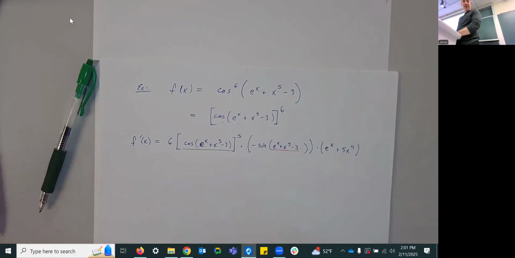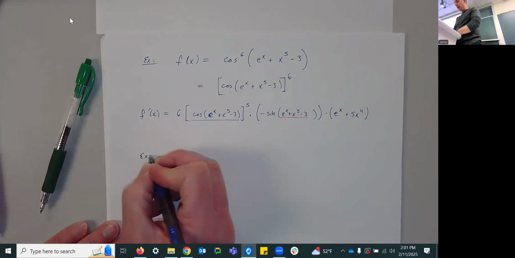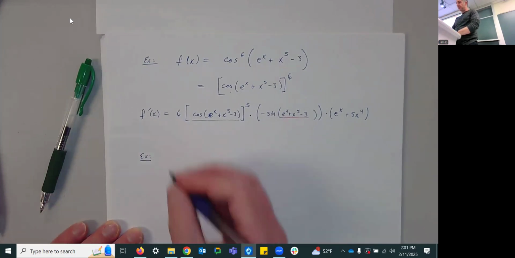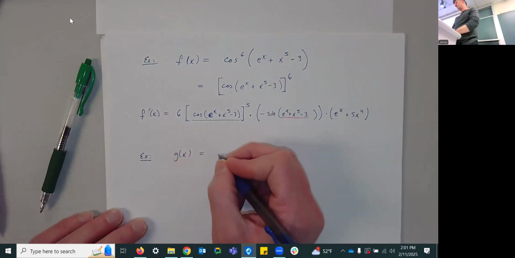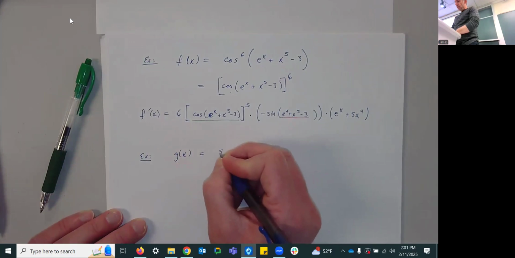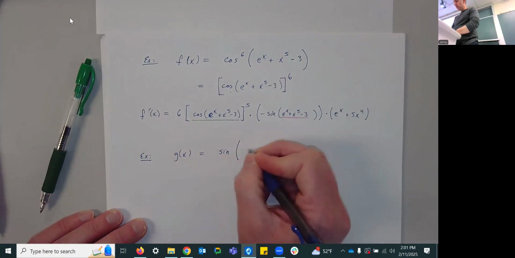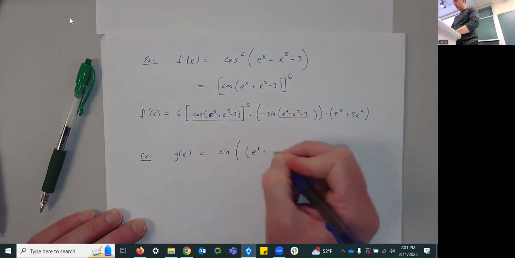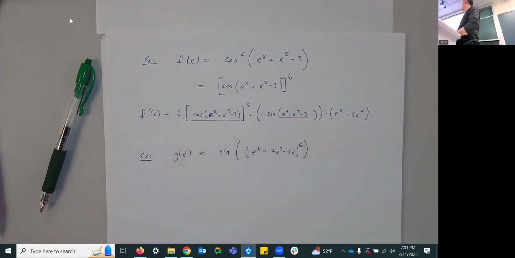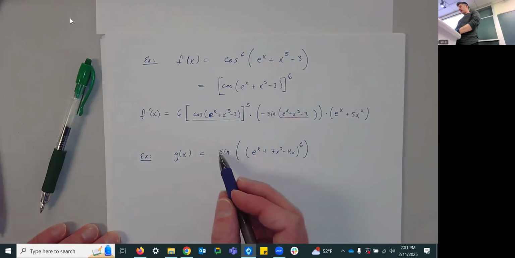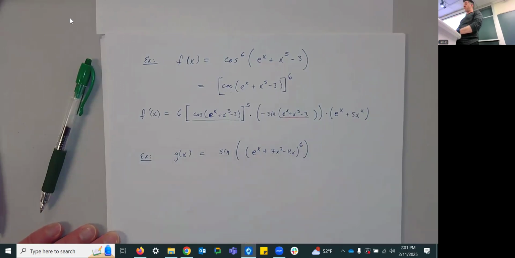Oh, yeah, it's true. Okay, so you can compare that with something like g of x equal to, let's say, sine of e to the x plus 7x squared minus 4x, all raised to the sixth power. And now the trig function is the outermost function, the thing that's happening last, really. So on the outside, we have a sine of some stuff, so we're going to differentiate that first.